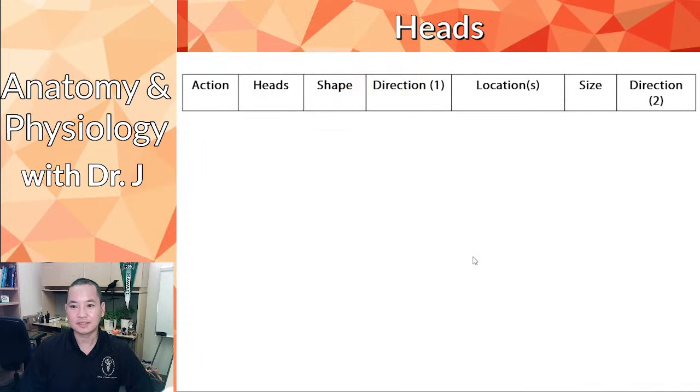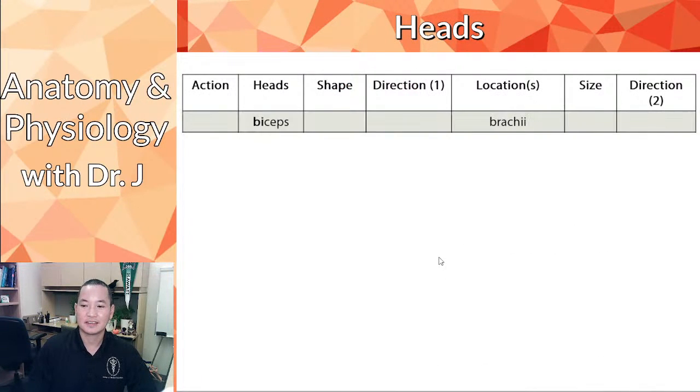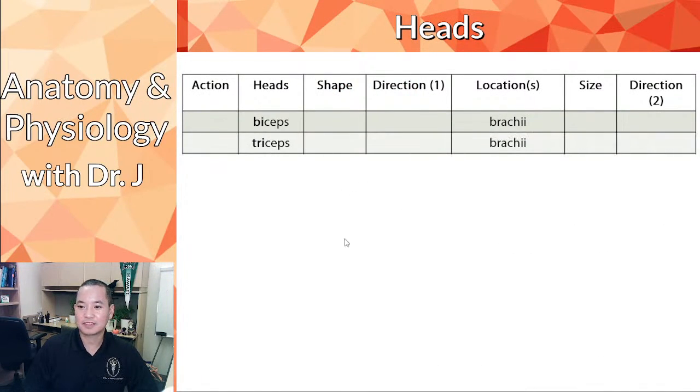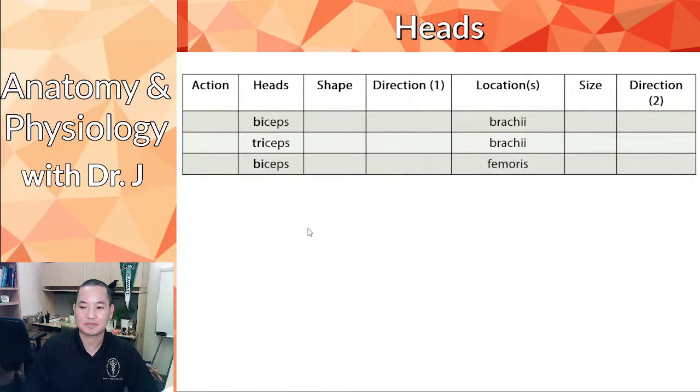So what we have here with heads: our biceps brachii, our triceps brachii, and our biceps femoris. Again, it's referring to the number of heads, and this also coincides with the number of origins.